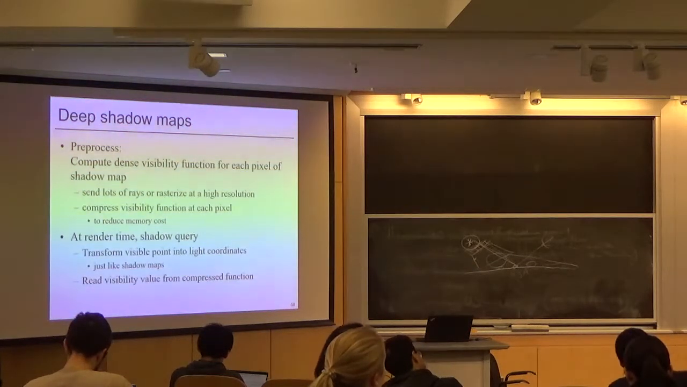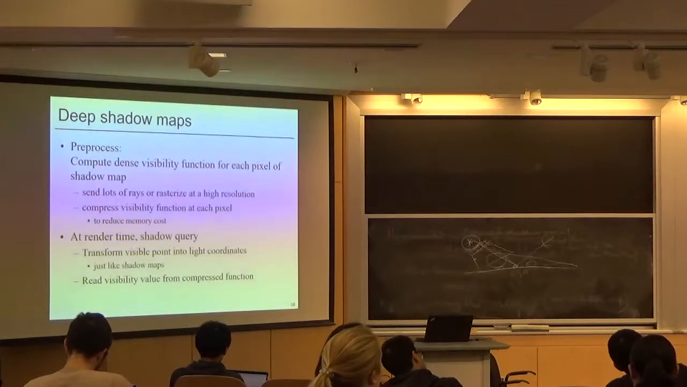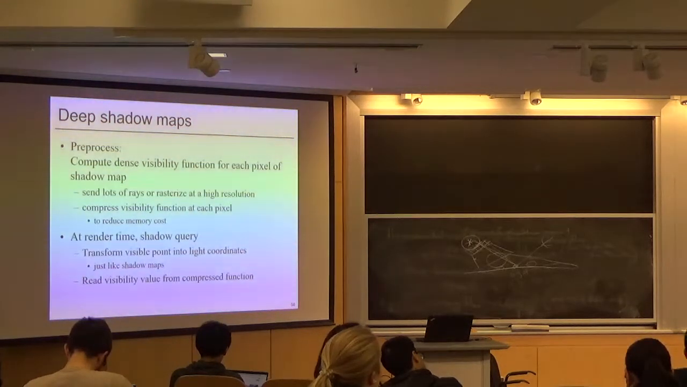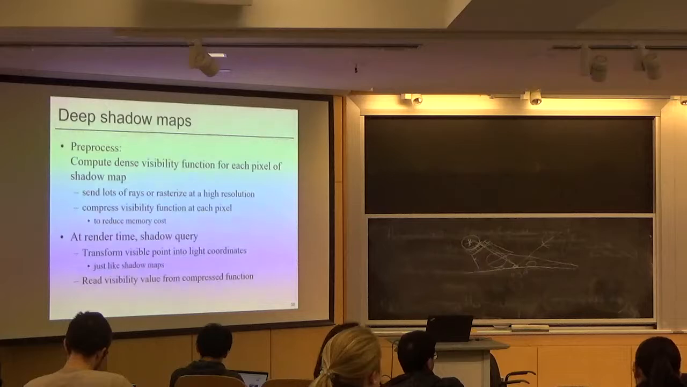So now I get this point, and I want to know how much light gets reflected off of this surface. What's the next thing I have to do? Well, now I find the corresponding pixel in the deep shadow map. And this gives me some function, right? This is depth, and the y-axis is the percentage of the stuff that goes through. So it's something like that.